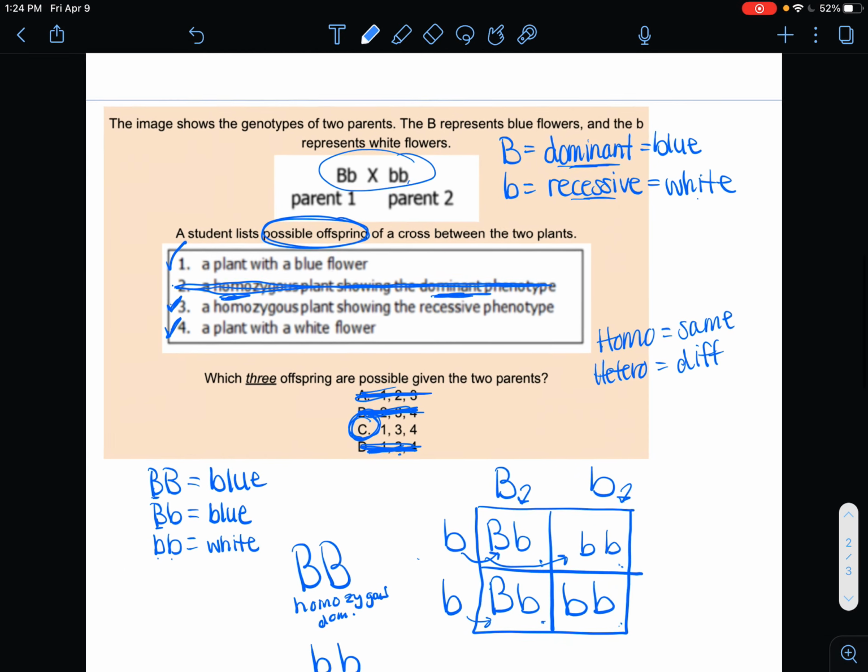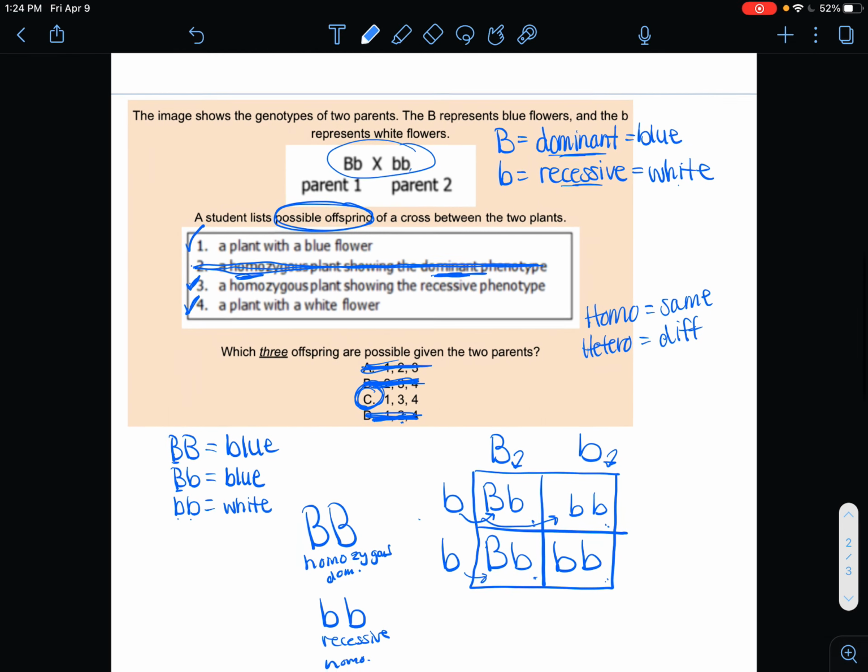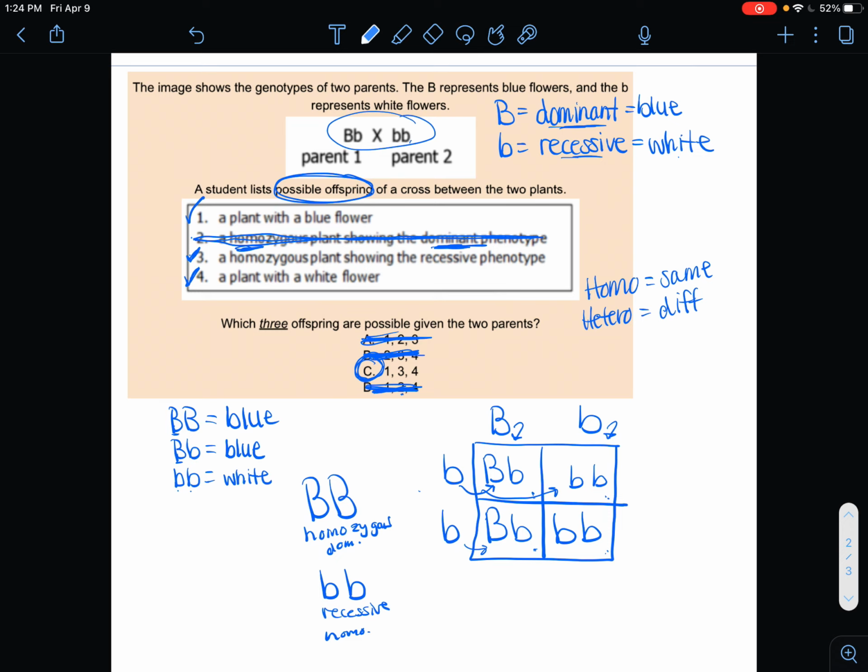So look, as soon as you do your Punnett squares, the answers, they just jump right out at you. So my goodness, whenever you see list the possible offspring or what is a possible combination of alleles, please draw a Punnett square. Please just do it.